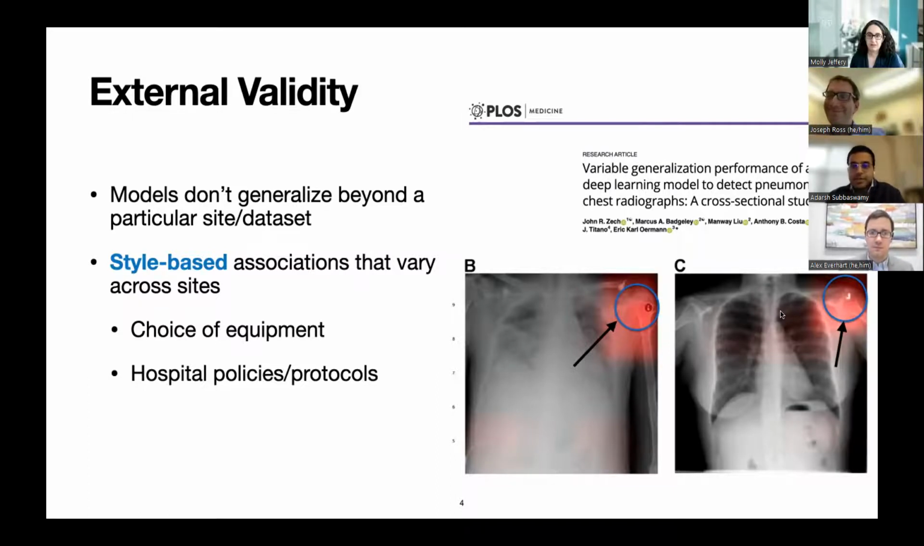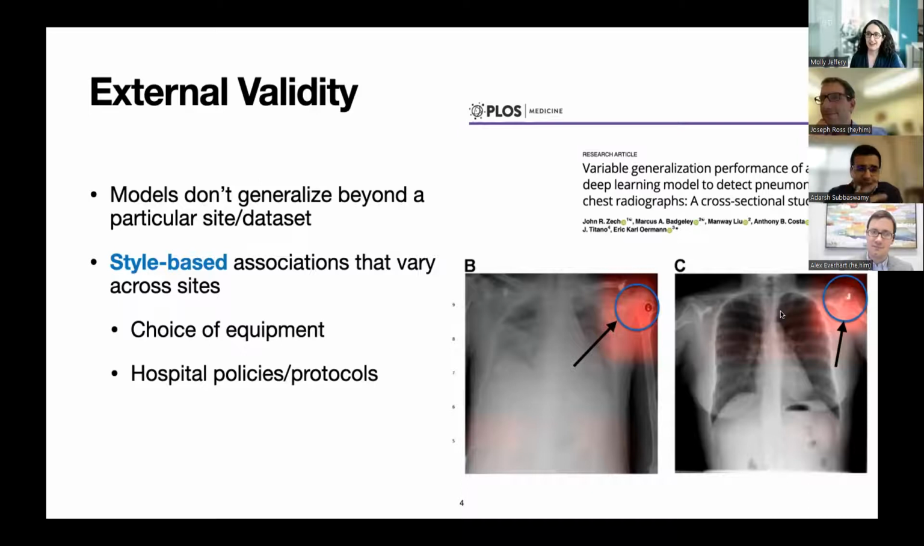So basically based on the orientation of the X-ray. And what it's exploiting there is a lot of policy-based, so clinical practice pattern-based information about the choice of equipment. Is it a portable X-ray machine? What are the hospital policies and protocols? What are the types of cases that you see in a given hospital department? And so these various style-based associations cause the model to fail to generalize.